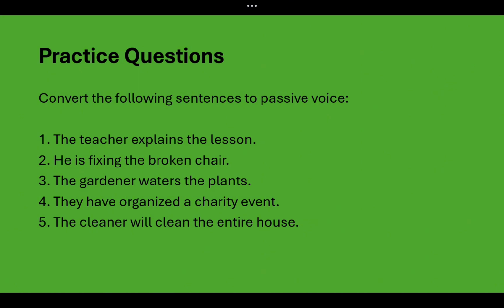Now, let's practice with some sentences. Convert the following sentences to passive voice. 1. The teacher explains the lesson. 2. He is fixing the broken chair. 3. The gardener waters the plants. 4. They have organized a charity event. 5. The cleaner will clean the entire house.